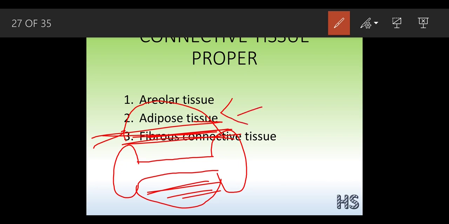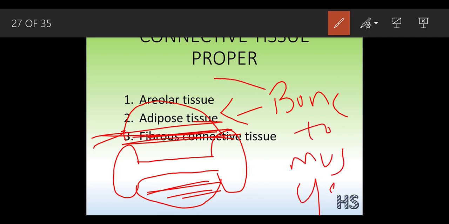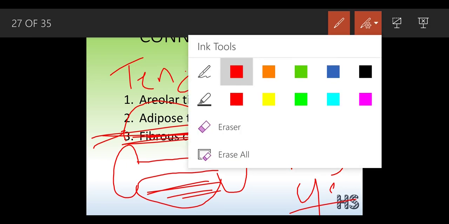This connection of bone to muscle is called a tendon. So they are of two types, the tendons and the ligaments. Ligaments are bone to bone, and when it is bone to muscle, it is called a tendon. Both functions are the same. They hold them in position.